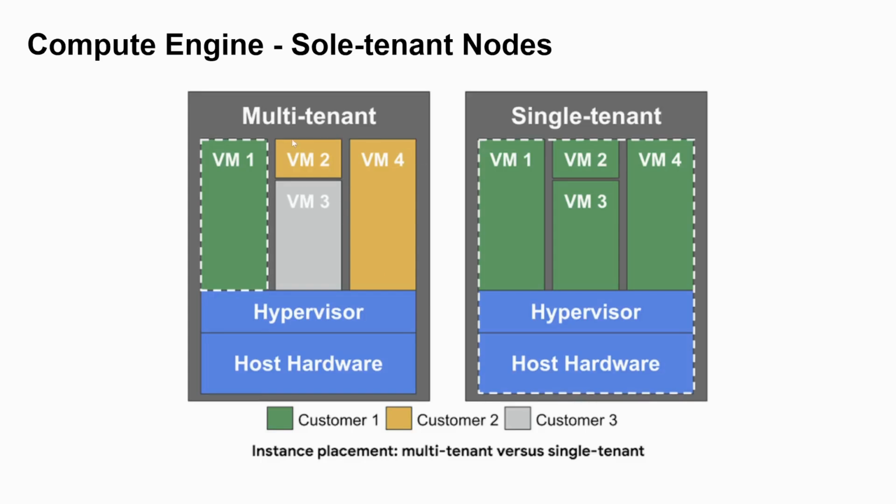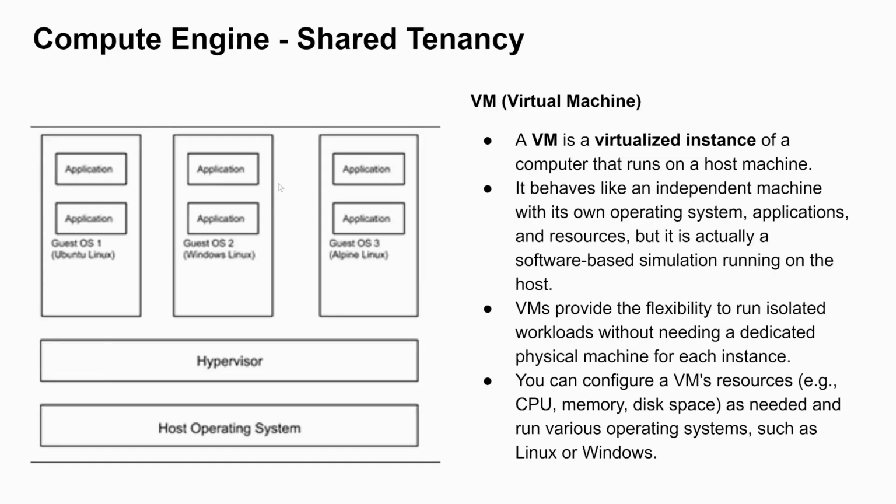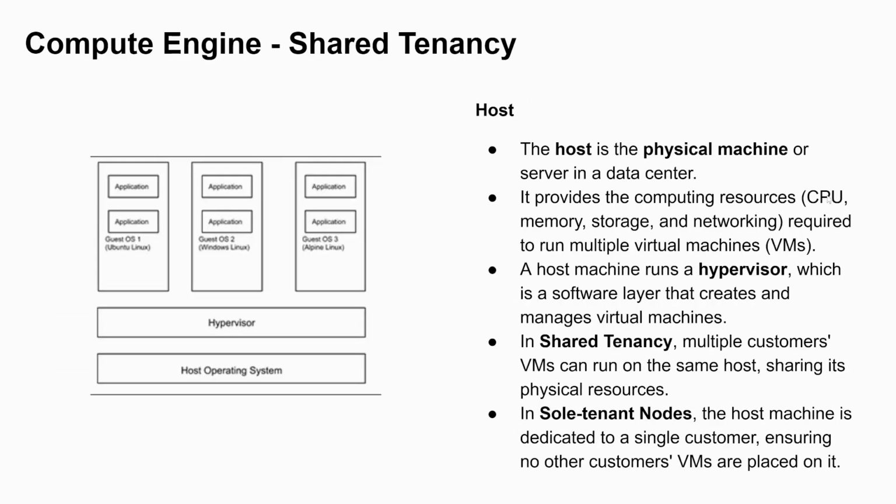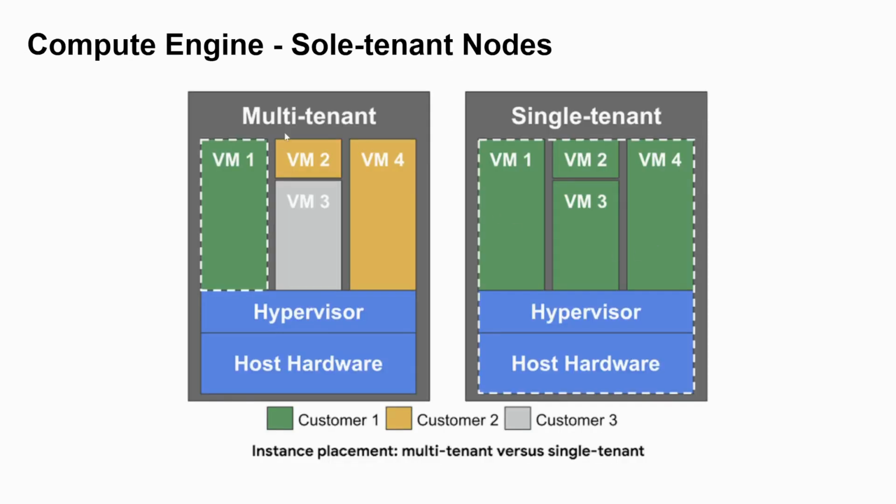Right now, by default, it is multi-tenant, right? We have the host hardware, and we have the hypervisor. On top of that, multiple customers are using it. For example, the green color customer has created this VM1, customer 2 has created this VM, and customer 3 has created this. You can see they are of different sizes. When it is representing different sizes, what does it mean? They are created with different numbers of CPUs, different storage, memory, and networking, right? This is how multi-tenant looks.